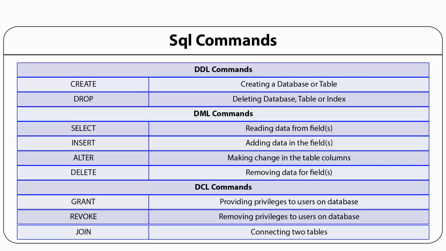Similarly, we have DCL commands, that means we can give permissions to certain users using grant command. We can remove privileges given to users through revoke command, and there is a command called join which can join two tables all together and you can read the data.